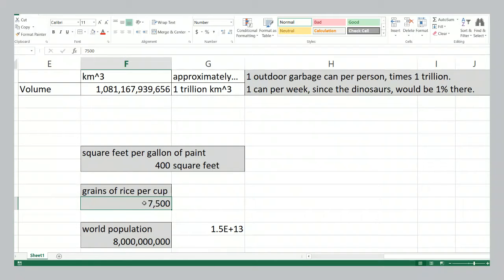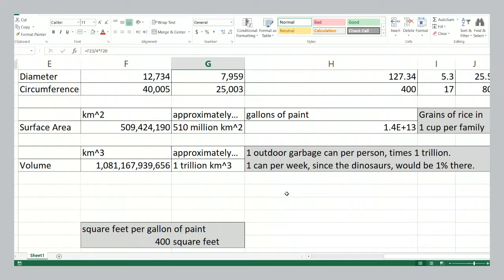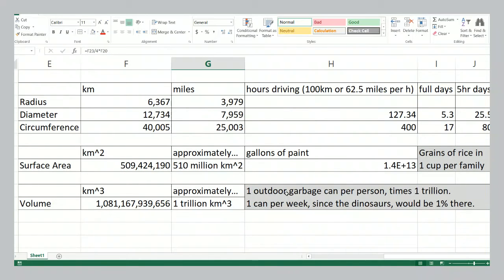Turns out there's a whole debate about how to calculate this, how to estimate it. There's some interesting math that gets into it, but that's not the subject of this video. We're just going to go with that number, 7,500 grains of uncooked rice in a cup of rice. So if every family in the world is going to hold a cup of uncooked rice, and we're going to count all those grains of rice, that number of grains is how many gallons of paint. That's how many paint cans we're going to need.